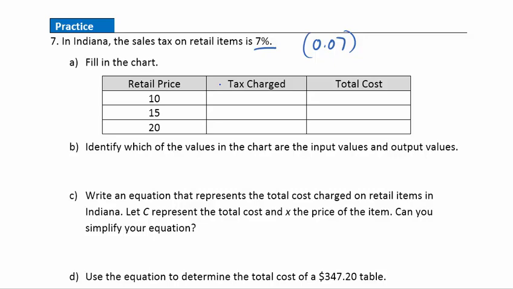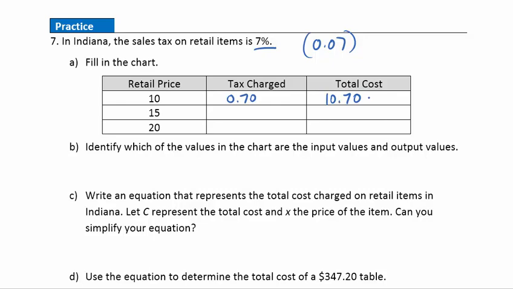And all we're going to do when we multiply by 10 is move the decimal place one spot. So if I take 10 times 0.07, it's just going to move the decimal one spot to the left. So we're going to get charged there 70 cents. Now then the total cost then would be $10.70.